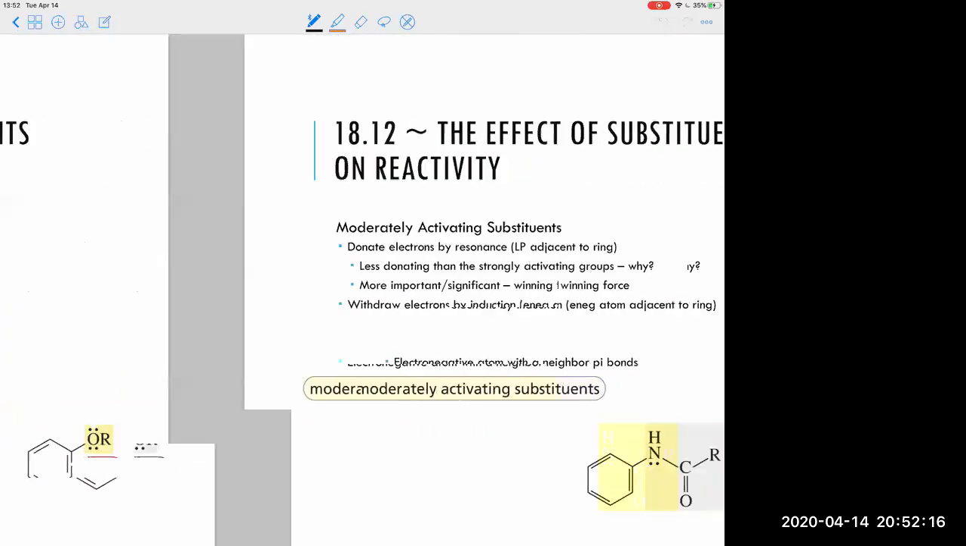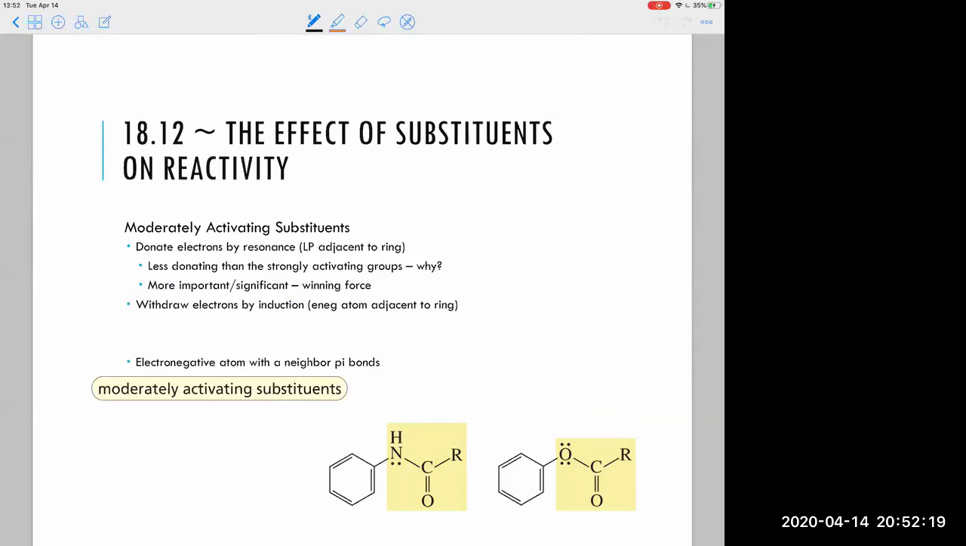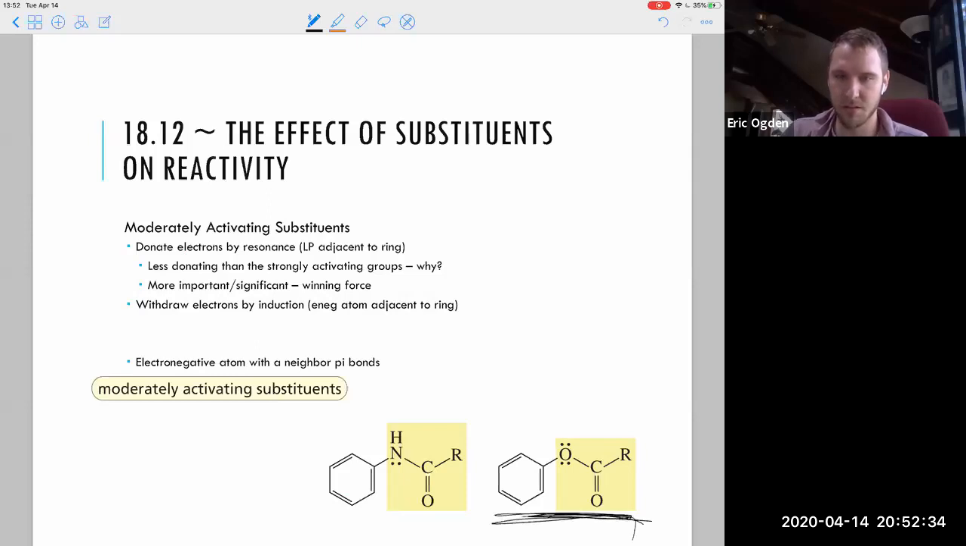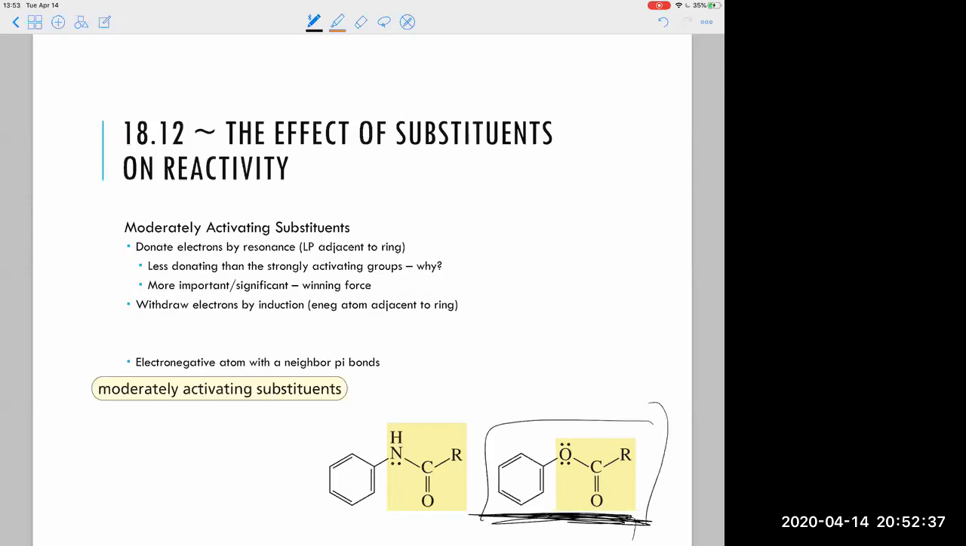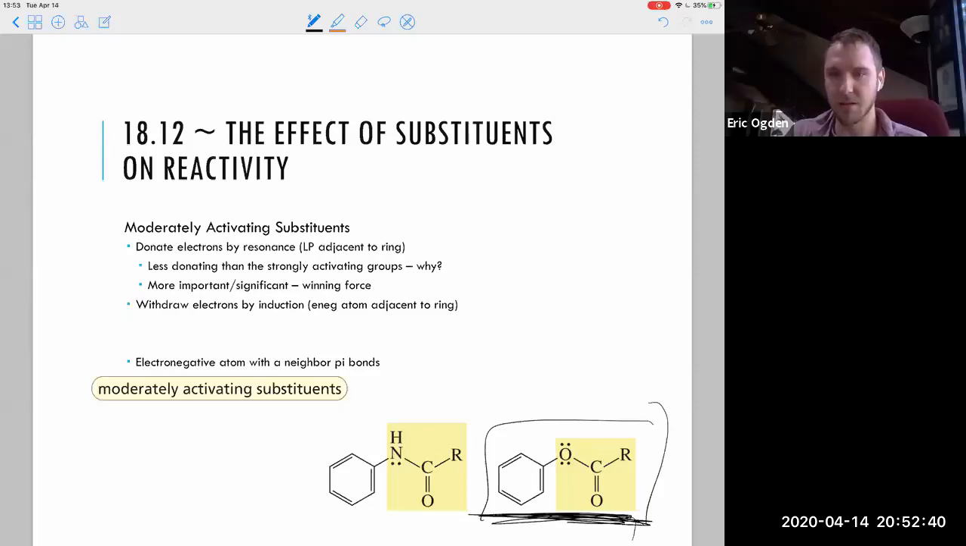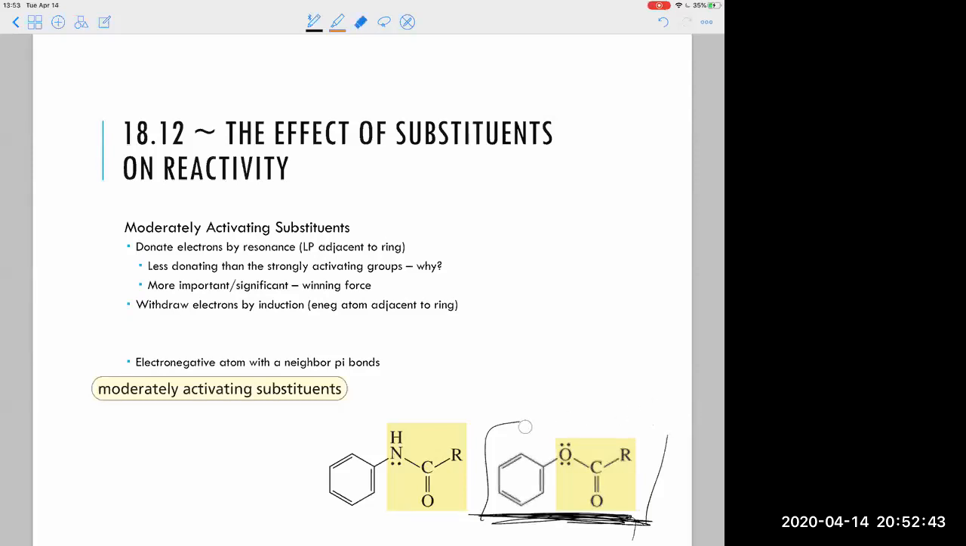Okay, let's see some moderately activating groups. This would be an amide, or what do we call these guys here? Which ones? This one. What's this group on my benzene ring here? That's an ester. Ester, awesome. So amide or ester groups, these carboxylic acid derivatives, are only moderately activating. Notice that they do still have a pair of electrons that they can donate, right?